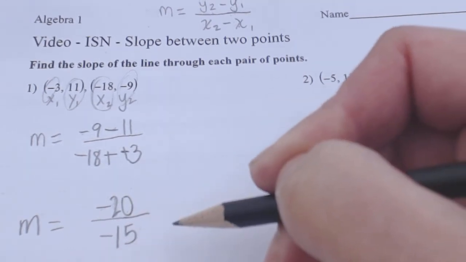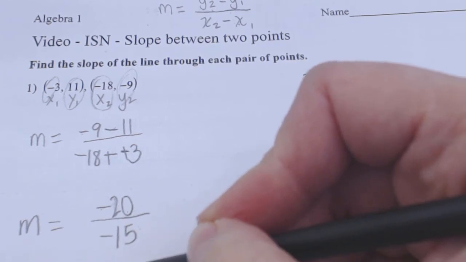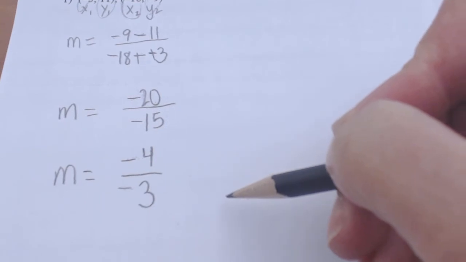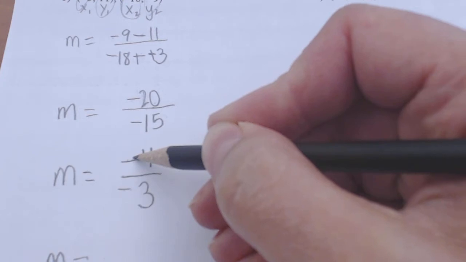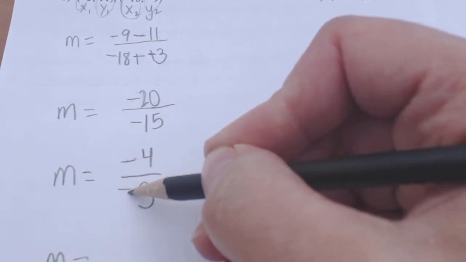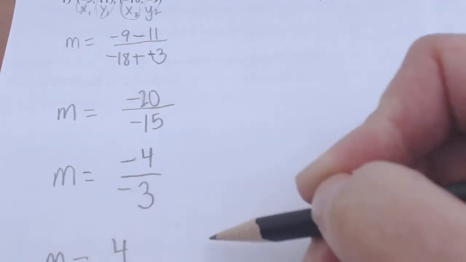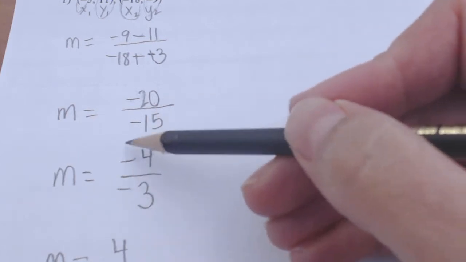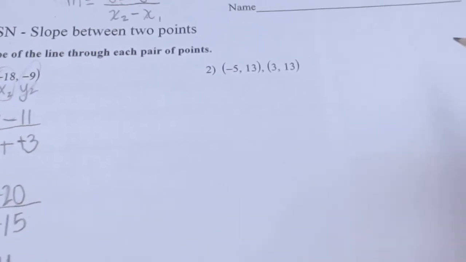I also want you to notice that we have negative and negative. When we divide a negative number by another negative number, it comes out to be positive. So here we have a negative number divided by a negative number. Negative 4 over negative 3 is going to change into 4/3, because negative divided by a negative is a positive. So not only did we reduce this, we also divided out these negatives so that we have a positive slope here.